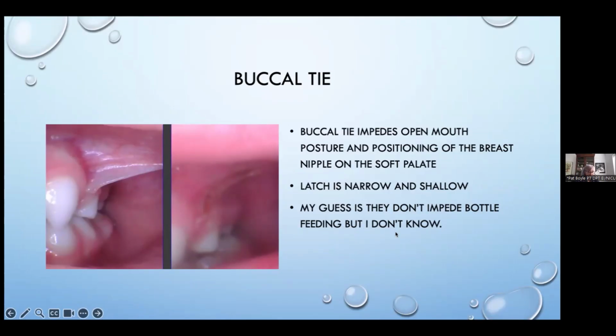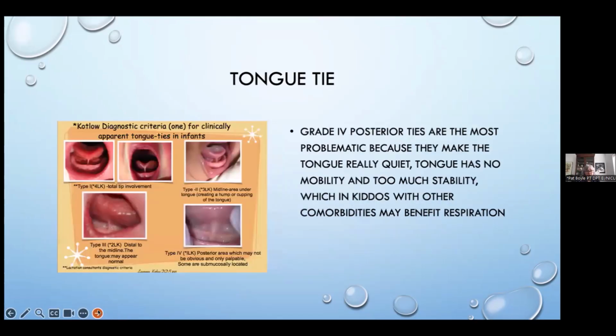But I look at the difference between a bottle-fed baby and a breastfed baby, and the oral motor skill, the elevation of the tongue is so important in breastfeeding, whereas a lot of kiddos can get by with a fast flow nipple and chomping with a lot of gum compression.